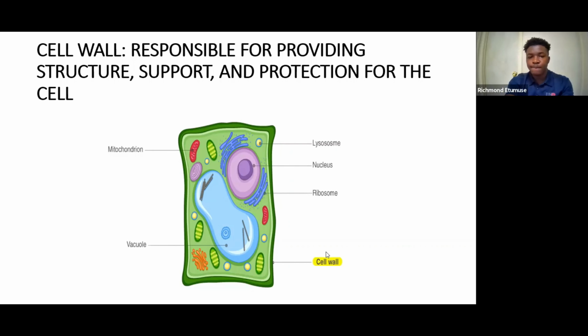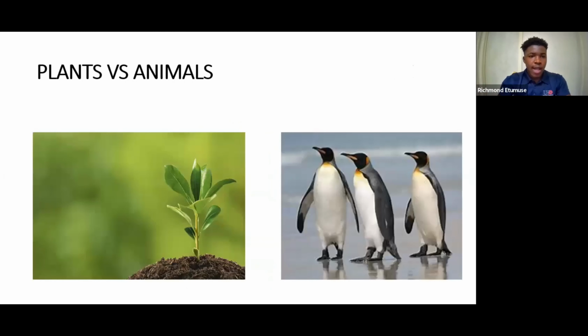Now if we look at the image on our screen, we see that the cell wall is just right here, the outer layer of the cell, and then we also have other organelles of the cell, which are mitochondrion, lysosome, nucleus, ribosome, and also the vacuole. Now, first things first, we need to understand that not all cells have a cell wall. Only plant cells, fungal cells, and bacterial cells have a cell wall. Animal cells do not have a cell wall.